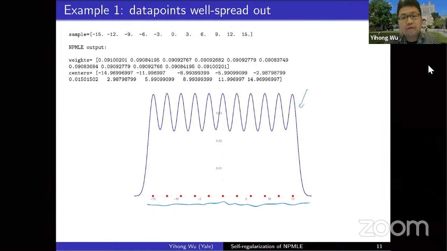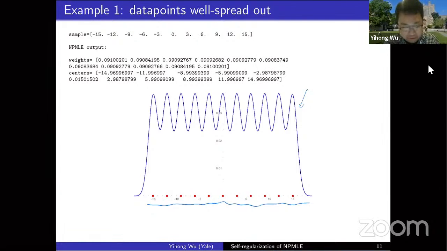In some sense, this is very reasonable. If the data is so spread out, and you're tasked to fit a Gaussian mixture that best explains this, the best explanation is probably just to say each data point forms its own cluster.